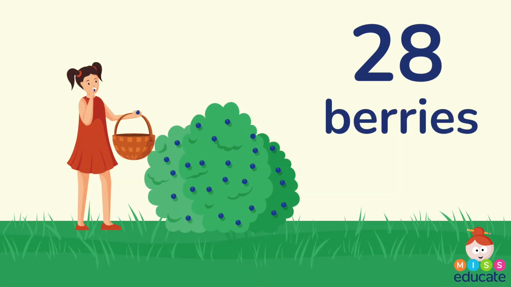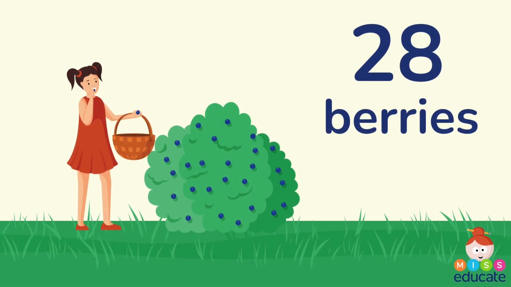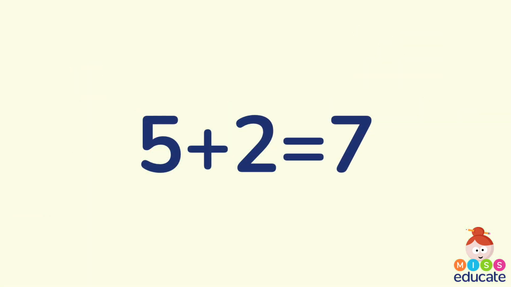Here's a different one for you. Sally is picking berries. For every 5 berries she picks, so imagine she picks 5 berries, she puts 2 in her mouth and eats them because she must be hungry. For every 5, she eats 2. There are 28 berries in total. First of all, how many berries is she picking when she does this 5 and 2? Well, 5 plus 2 is 7, so she must be picking 7 berries each time.